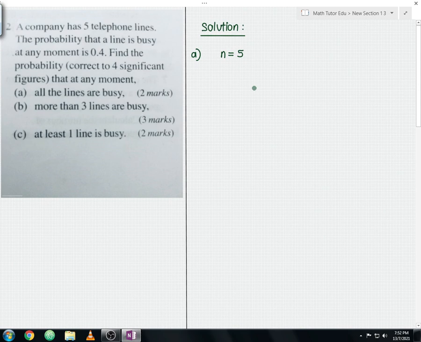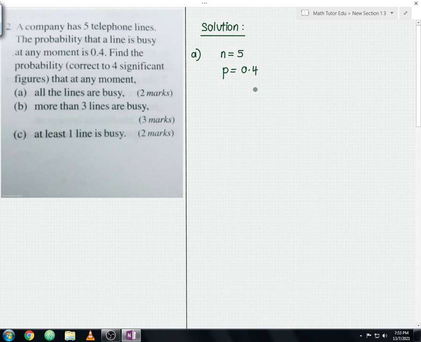The second important information that we need to obtain is the probability of success. How do we know in the question which one is the probability of success? In this question they are emphasizing that the probability that a line is busy at any moment is 0.4. So this is the probability that they are emphasizing in the question. So you can assume that this probability is the probability of success. We can write it as the letter p, where p is equal to 0.4.